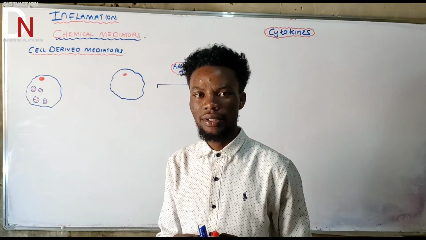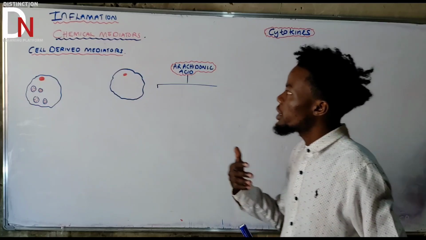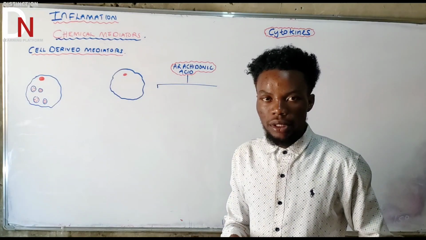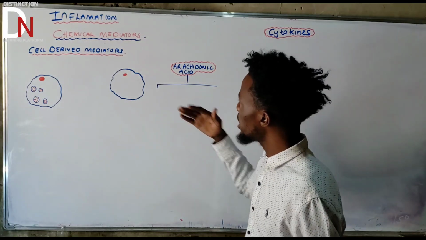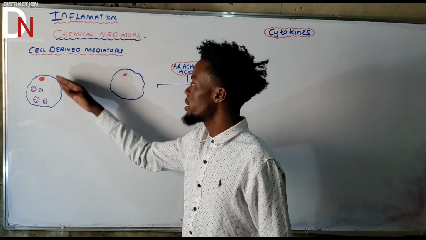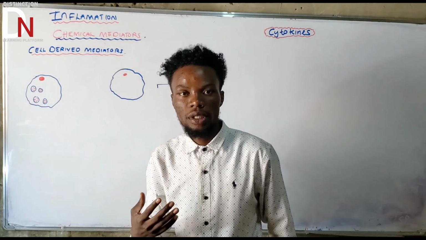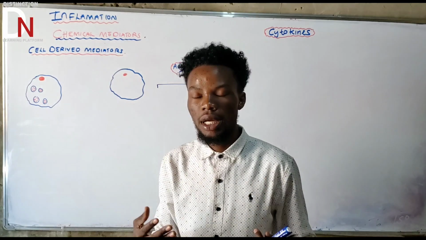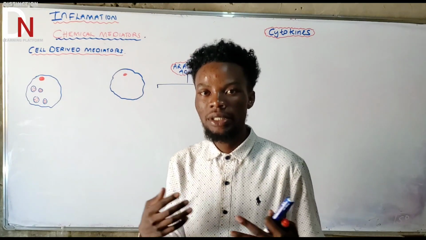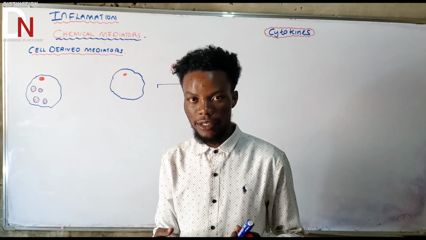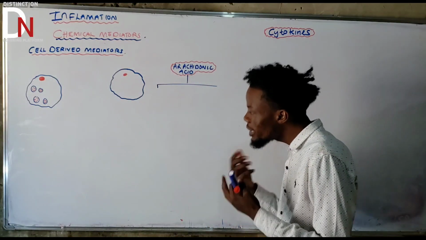So what are those things? Chemical mediators are further categorized into two major subcategories, which is very, very important. There are some chemical mediators that come from cells, which we call cell-derived mediators. And there are some chemical mediators that we'll talk about in another video, which come from the plasma. We call them plasma-derived chemical mediators. So we'll talk about them. These are very, very important things to talk about.